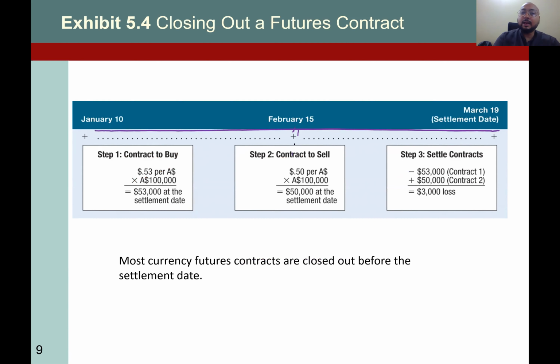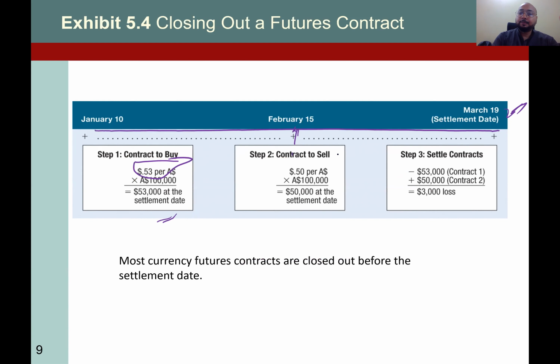So on the 15th, they realize that, okay, we are not going to place goods, or we cancel our order for Australian suppliers, but they cannot cancel the future contract. So they need an offsetting position. So on January 10, they want to purchase Australian dollars. Whatever the spot rate is on the 19th, we honor the contract rate, which is the future rate, 0.53. So they are going to buy 100,000 Australian dollars at 0.53. So they need to spend 53,000 US dollars, right?